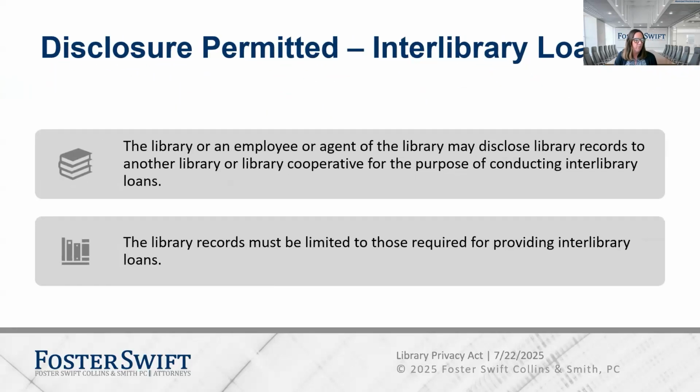Interlibrary loans. A library or agent may disclose library records to another library for the purpose of conducting interlibrary loans. The library records must be limited to those required for providing interlibrary loans. Over the years, I've thought, oh, this is not good, because libraries were sharing information about patrons for the purpose of interlibrary loans. It's at the heart of the Library Privacy Act: what is this patron reading? What books are they checking out? So it was one of those legally troubling things that I don't know how you get around. You couldn't have interlibrary loans without that problem.